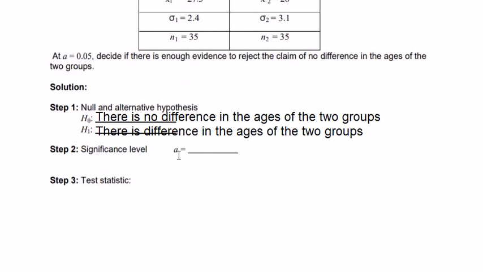So about the significance level, we got 0.05. In this situation we need to use 0.025, that's this number divided by 2, and we will use a 2-tail test.